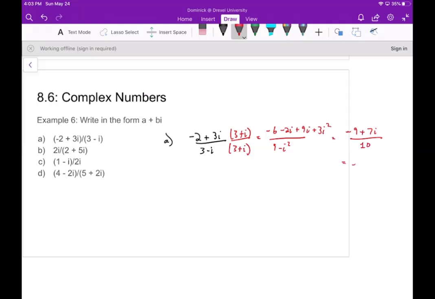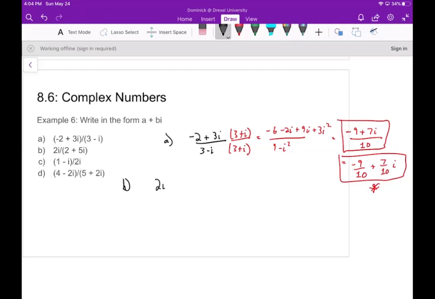And of course, you can either write this as negative 9 over 10 plus 7 over 10i, or you could even just keep it just like this, right? I usually prefer this form because then you can clearly see the imaginary and the real components right away. But the one above it is certainly not wrong.